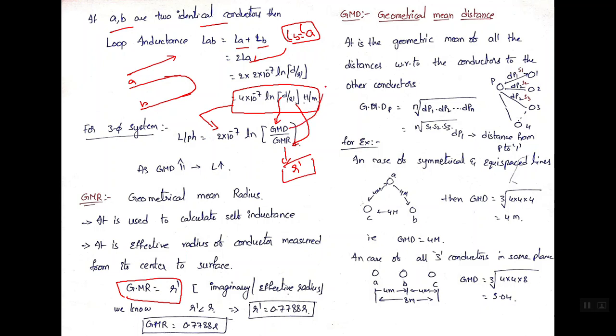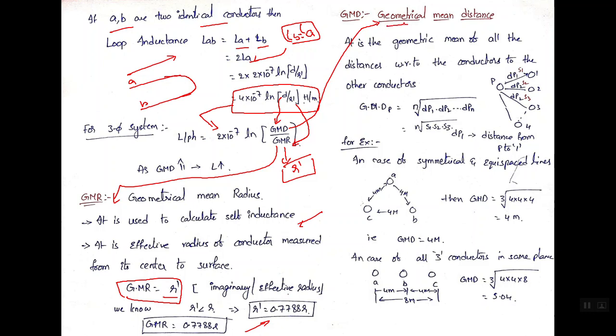And GMD is nothing but geometrical mean distance. First of all, what is this GMR? GMR is nothing but geometrical mean radius, and it is used to calculate the self-inductance. This is the GMR, that is R dash. Here R dash is nothing but 0.7788 R, and it is the effective radius.